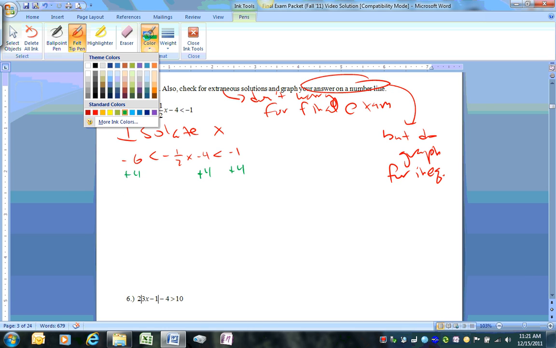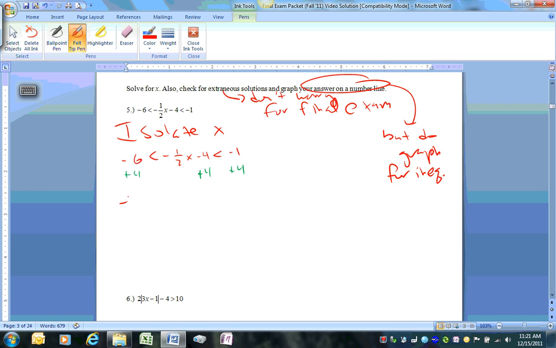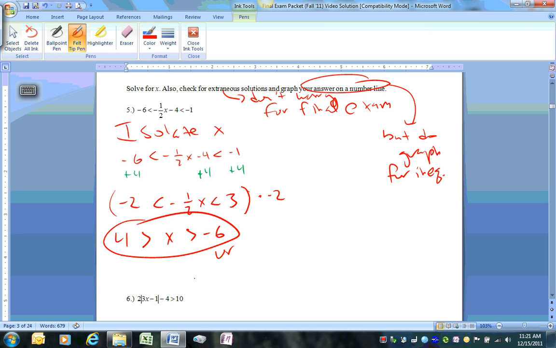So now you've got -2 is less than -half x, which is less than 3. Now multiply everything by -2. So that becomes 4. You gotta flip it because you multiply by a negative. That becomes x. Flip it, and that becomes -6. And that is your answer. Or if you want to write it in increasing order, we can write it that way as well.